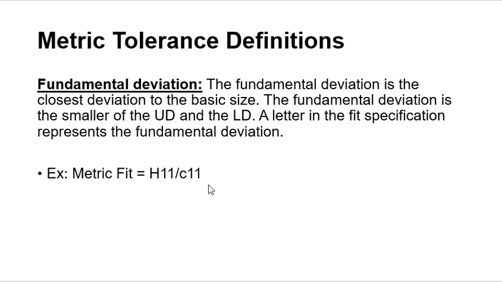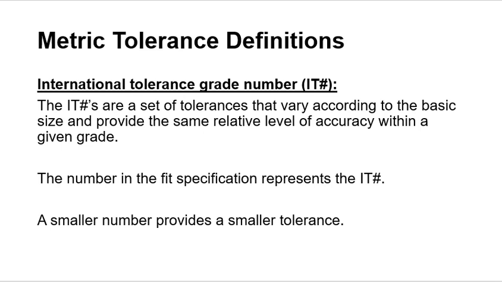In the symbols that we use, the letters that we use, the H and then 11, and then slash C11. When you look at a letter in the fit specification, it's going to show you the fundamental deviation. So this is your metric fit. We have H11 and then slash C11. These are just showing you the fundamental deviations. Right now, don't worry about it. Just look at the example. We're just going through the definitions, and we will come into it in the example. And the next one is your international tolerance grade number, your IT number.